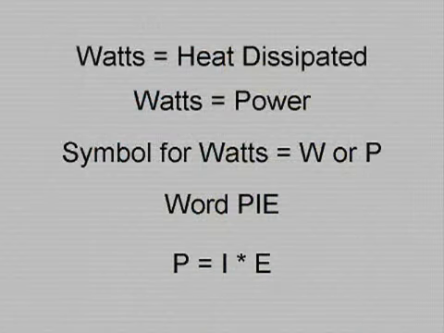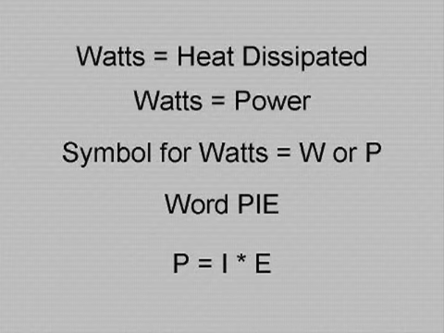The part of the circle we haven't discussed yet is watts. The definition of watts is heat dissipated. Watts equals power. And the symbol for watts can be W or P. To remember how to calculate watts, remember the word pie, P-I-E. P, or watts, equals I times E. Current times voltage equals watts.